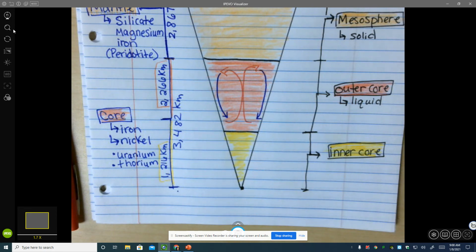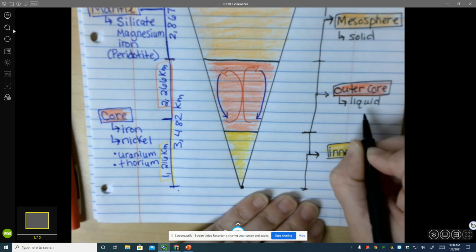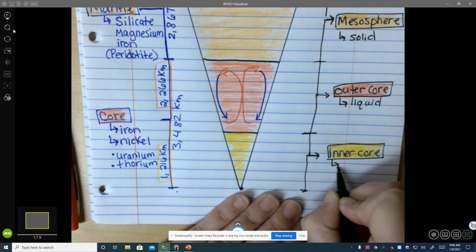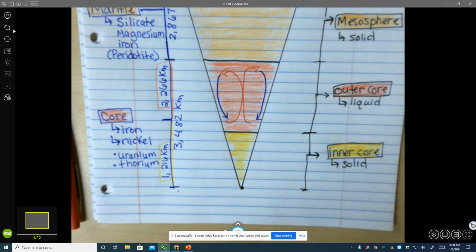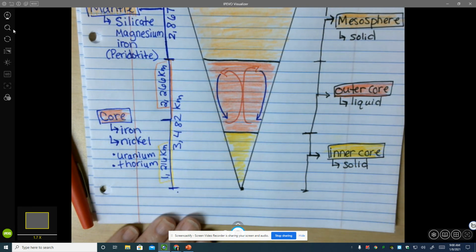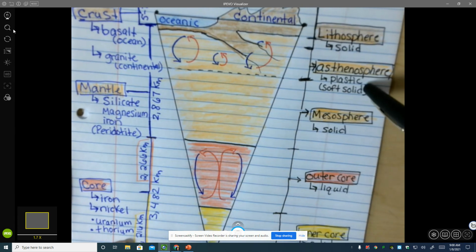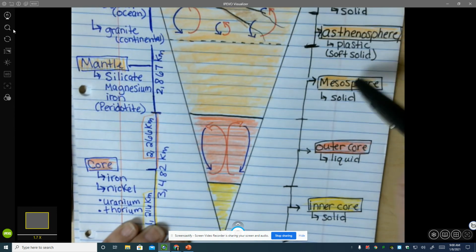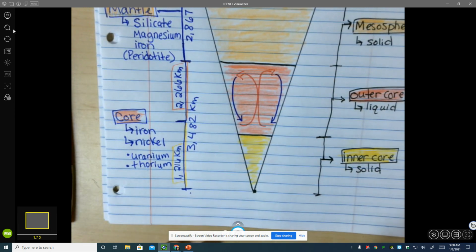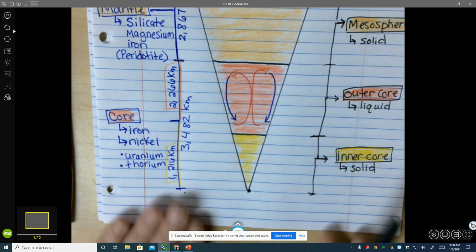Is our outer core liquid or solid? Outer core is liquid. What's our inner core? Solid. Iron solid. Okay. So we kind of go solid, soft, solid, plastic, movable, solid, liquid, solid.